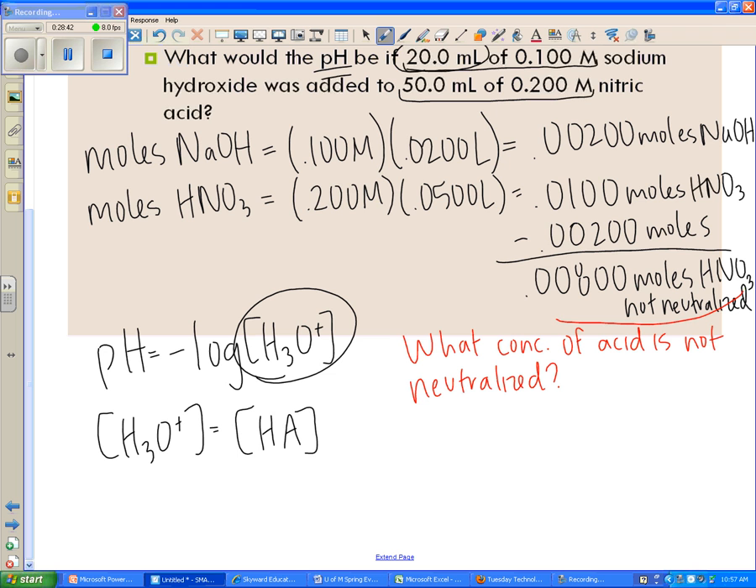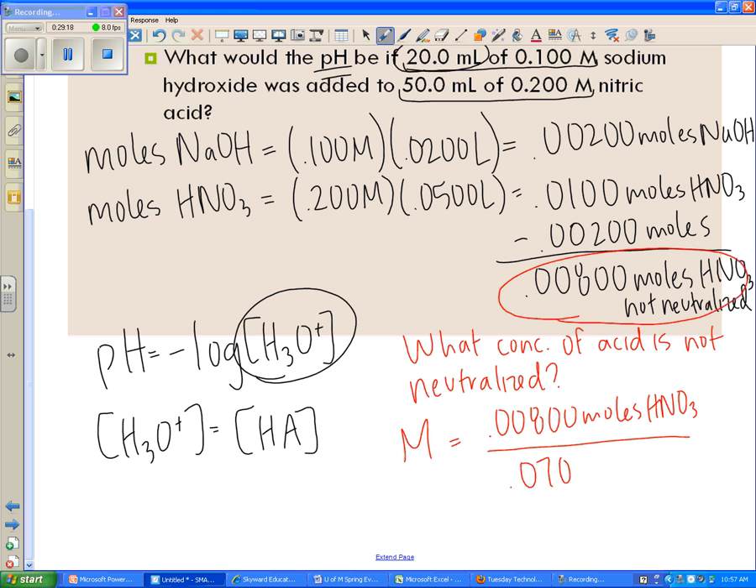Well, we know that we have 0.00800 moles of nitric acid not neutralized. So we know how many moles we have. What's the other piece that we need to find concentration? The volume. What is the total volume that this 0.00800 moles is in after we've added the acid to the base? 70 milliliters. So to calculate the molarity of the nitric acid, we're going to take 0.00800 moles of HNO3 divided by 0.0700 liters.